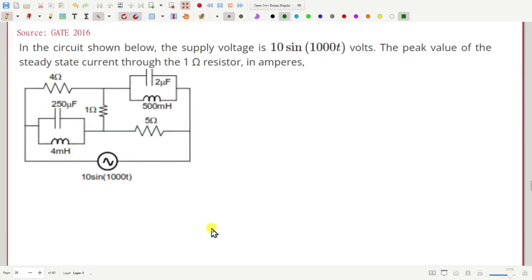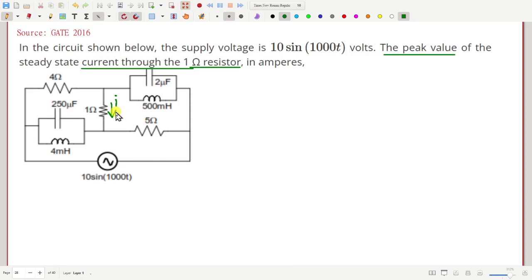Now here is another question. In this question we have to find the current through this 1 ohm resistance. Here is the 1 ohm resistance. So we have to find basically the peak value of the current through this. How much is this current?